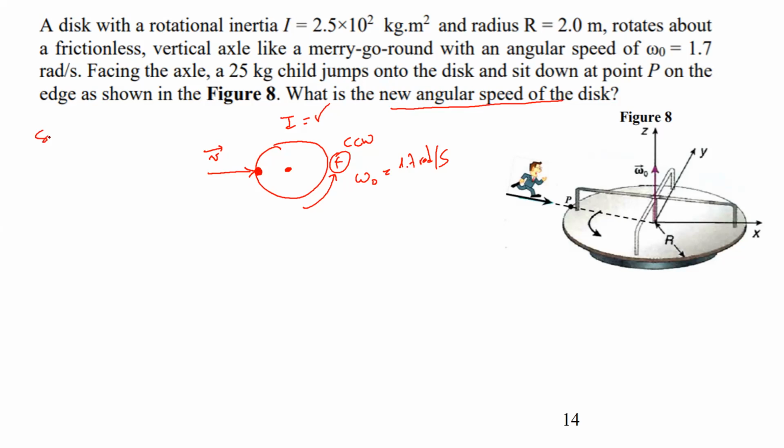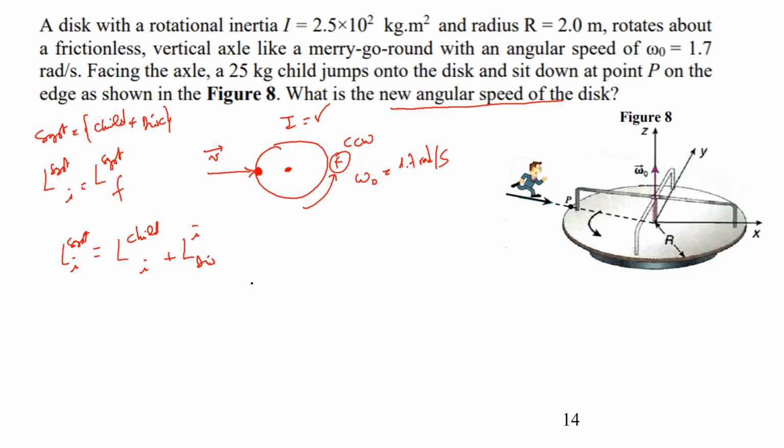So my system here will be child plus disk, and I will have conservation of angular momentum. Angular momentum of the system initial is equal to angular momentum of the system final. Now what is the angular momentum of the system initial? It is just the angular momentum of the child plus the angular momentum of the disk initial.